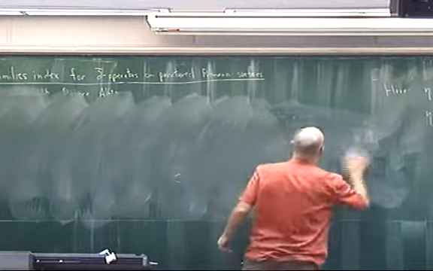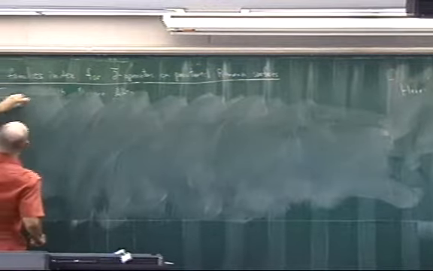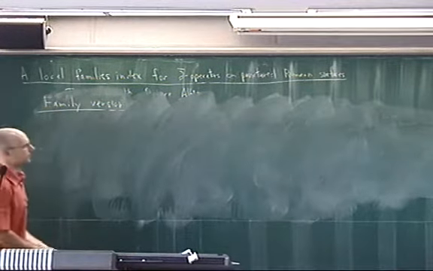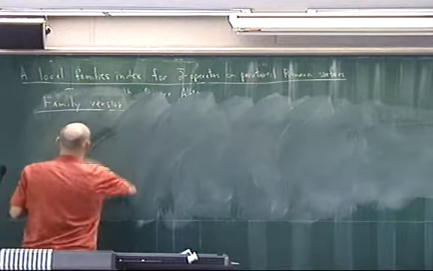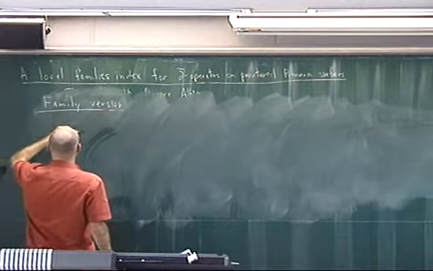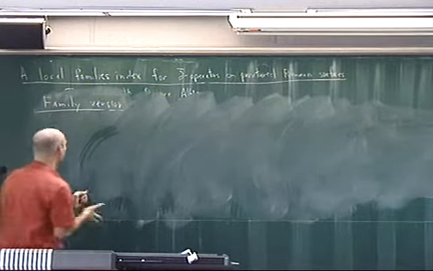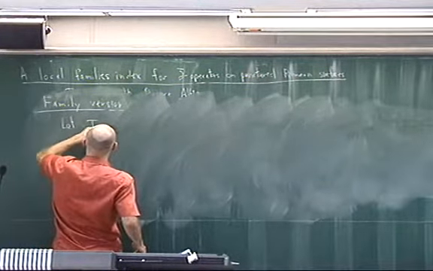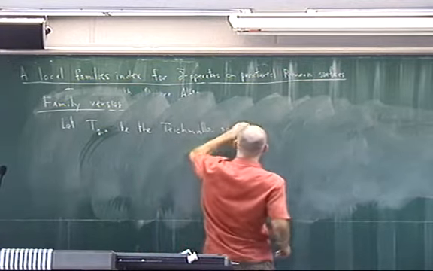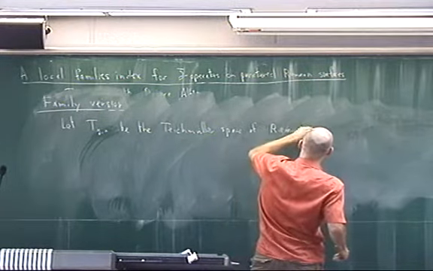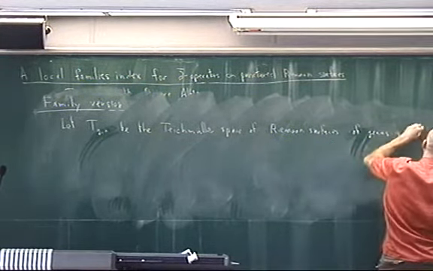Okay. So now I come to what I really wanted to talk about today. What happens in the family case? Family version. This sort of technique will now pay off, I would say, in the case where you have a family of these. I'll consider the Teichmuller space of all punctured Riemann surfaces of genus G with n punctures. So let T_{g,n} be the Teichmuller space of Riemann surfaces of genus G with n punctures.